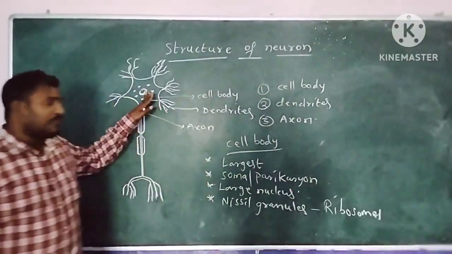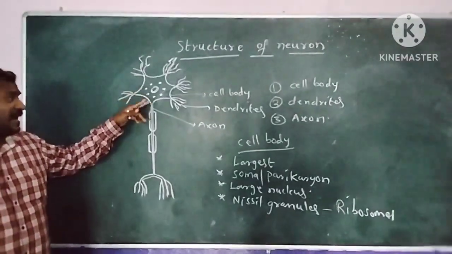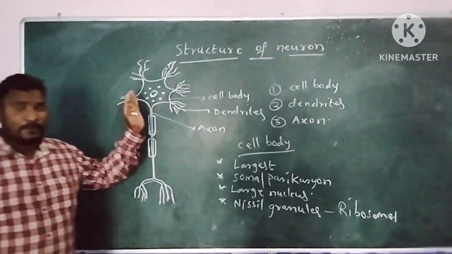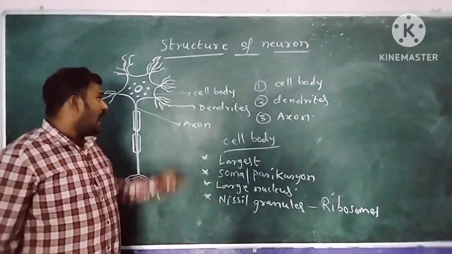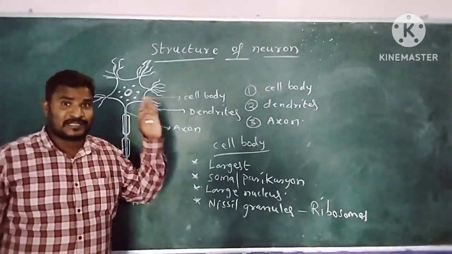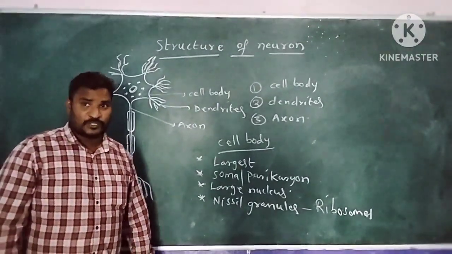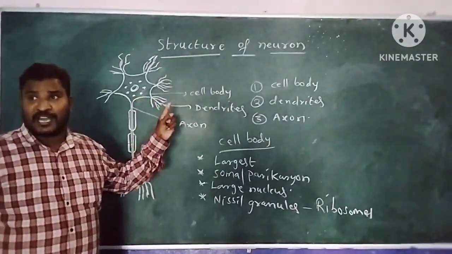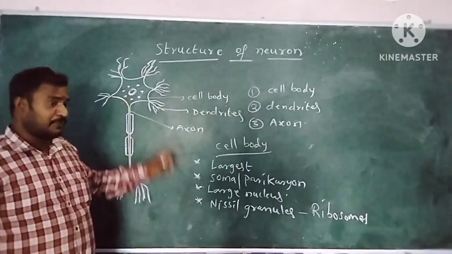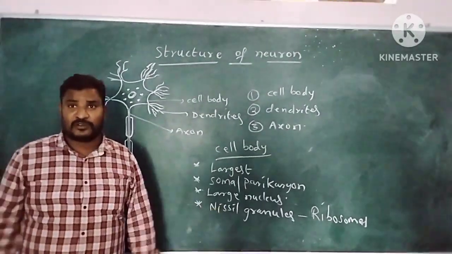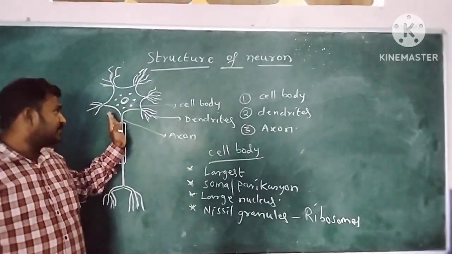The presence of Nissl granules is the characteristic feature of the neurons. These Nissl granules are present only inside the neurons. They are not present inside any other kind of body cells. So that's why the presence of Nissl granules is the characteristic feature of the neuron. And these Nissl granules help in protein synthesis.